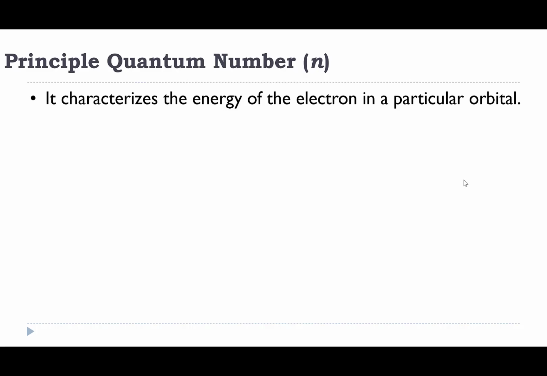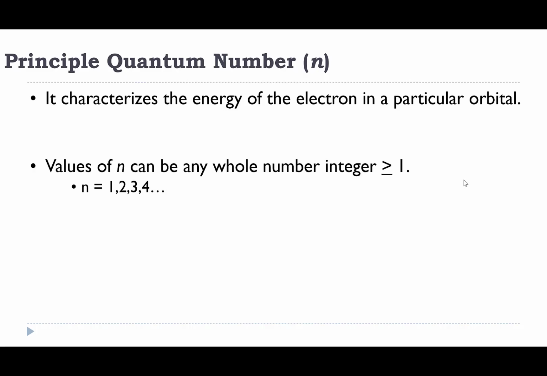The principal quantum number is going to characterize the energy of the electron in a particular orbital. It's going to tell us about energy, and as it turns out, size. Remember, as we went up in energy, those pictures got bigger and bigger and bigger. That's the principal quantum number. So it's going to characterize the energy and the size of a particular orbital.